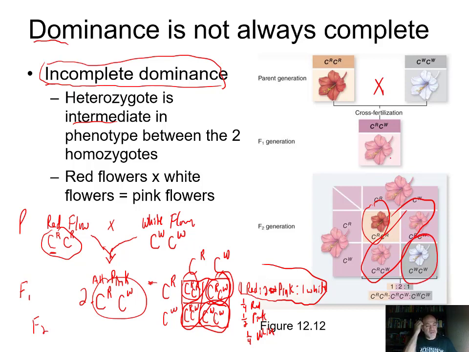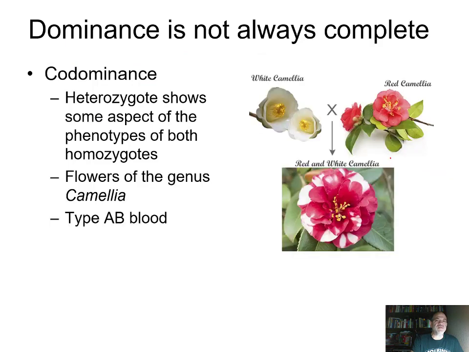Be able to solve incomplete dominance problems. So go through this one, work it out for yourself again, just like we worked out here, to see what you would expect. Okay. And then we have codominance. Codominance is different than incomplete dominance. And here, both types are equally expressed.